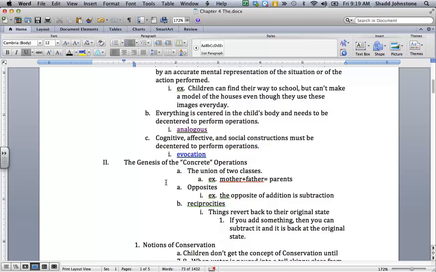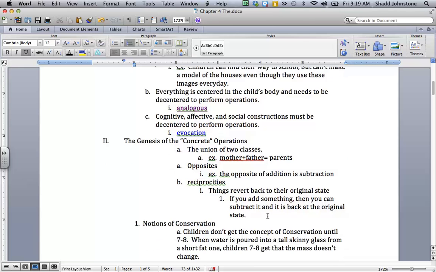Then it talks about the genesis of the concrete operations, the union of classes. I had to rewrite this more for me to understand it. An example of that is the mother plus a father equals parents, the concept of opposites, the opposite of addition is subtraction, reciprocities, which revert back to their original state. If you add something and then you subtract it, it is back at the original state.